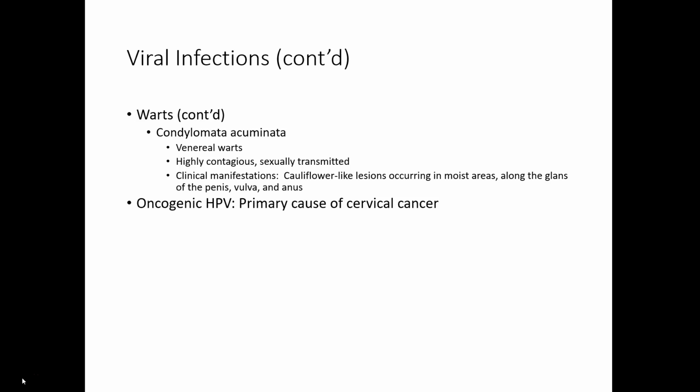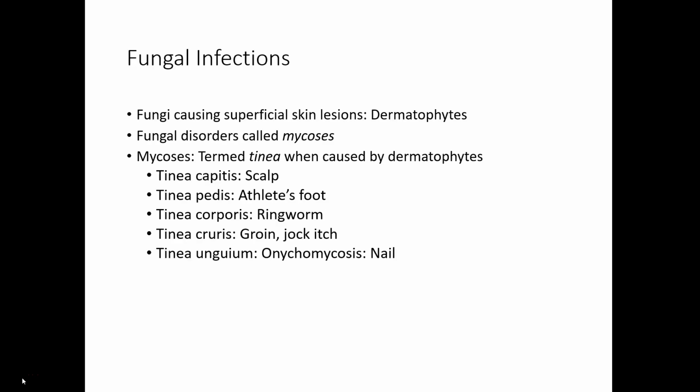Condylomata acuminata, or venereal warts, highly contagious, sexually transmitted. Clinically, you'll have a cauliflower-like lesion occurring in moist areas along the glans of the penis, the vulva, and the anus. And then we have the oncogenic HPV, which is the primary cause of cervical cancer.